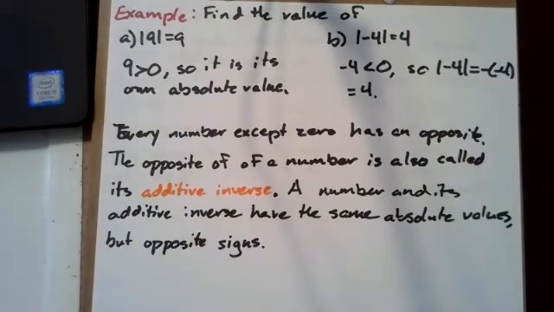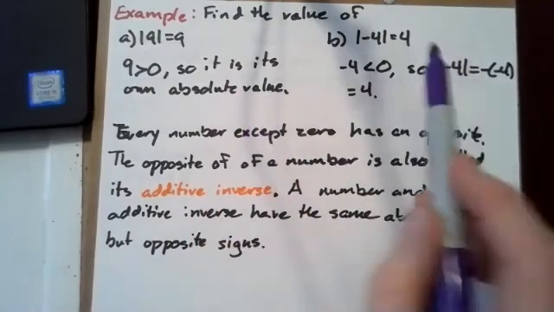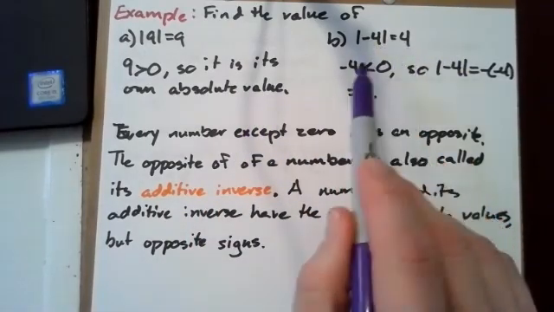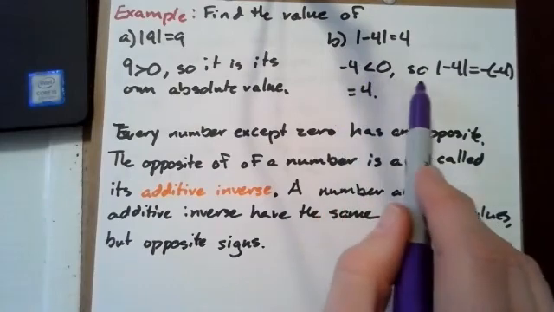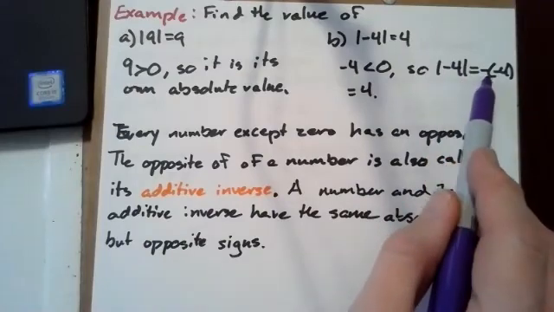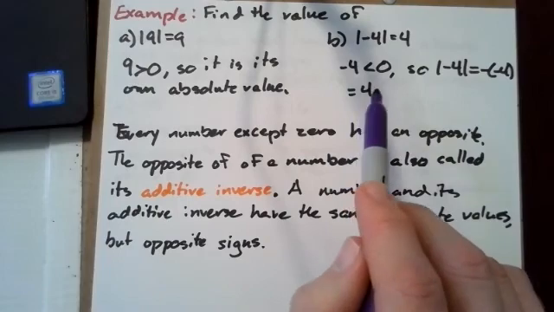So now we're going to find the absolute values of a couple of numbers. We want to find the absolute value of 9, and that's 9 because 9 is greater than 0, so it's its own absolute value. The absolute value of -4 is +4 because -4 is less than 0. So the absolute value of -4 is -(-4), and that double negative makes a positive, so that's +4.